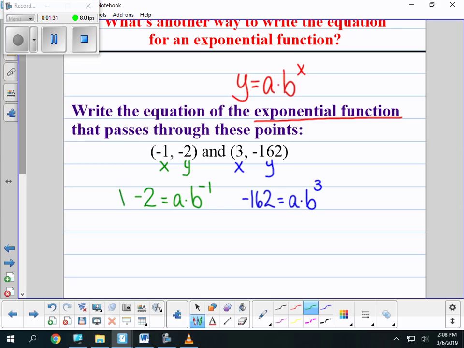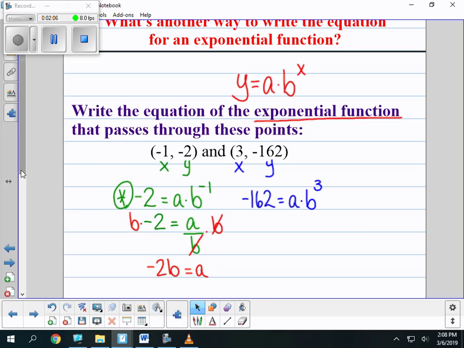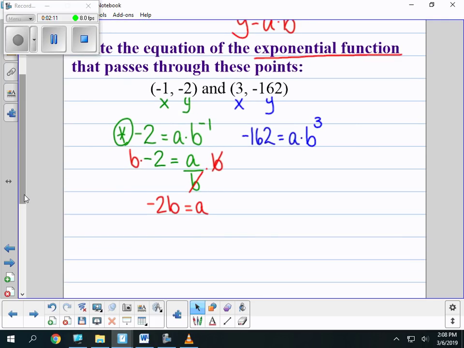So I need to take this equation right here, and I need to rewrite it so that I can substitute into the blue equation. All right. I know that a -1 exponent means that I'm repeatedly dividing. So I can rewrite my equation as -2 equals a divided by b to the first, or just b. I still don't have a all by itself yet, so I need to multiply both sides by b so that those b's will cancel out. And if I multiply on the right, I need to multiply on the left. And now I have -2b equals a.